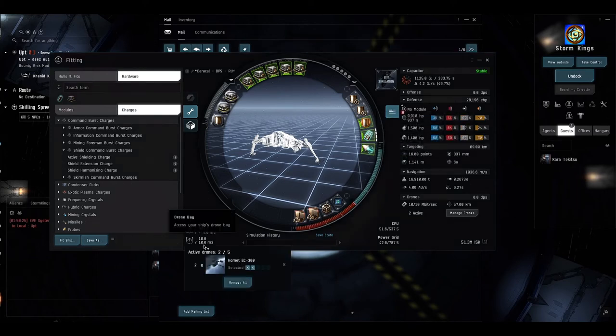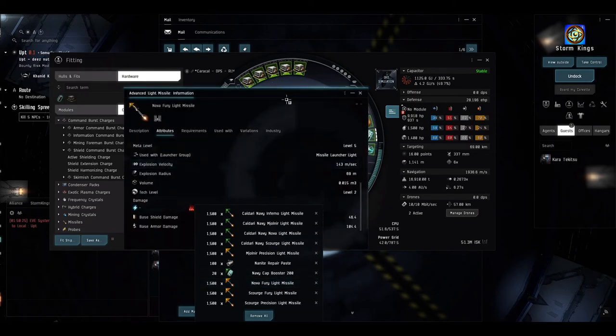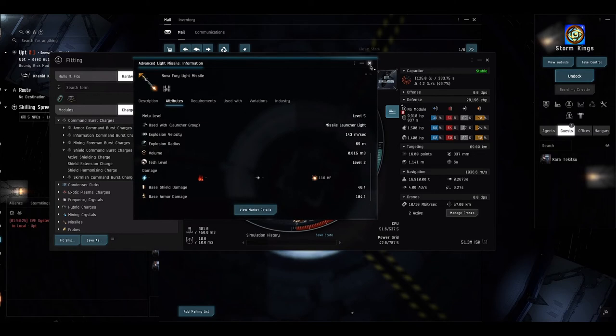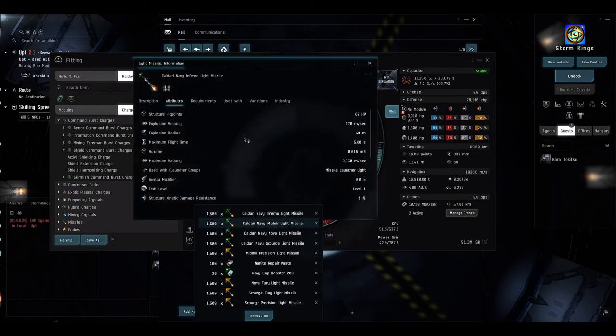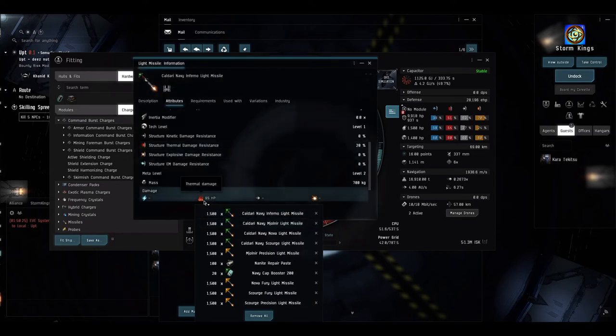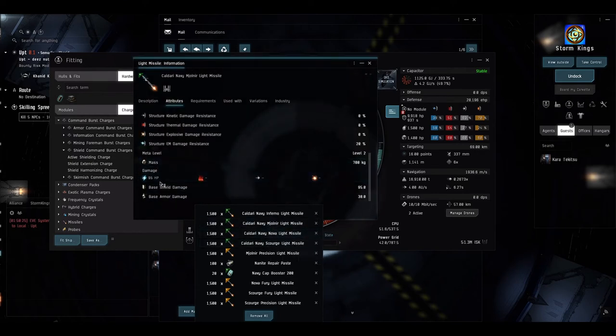Your missile types in this case would be Furies, which is your Tech 2s. Nova, why he has Nova, I don't know. Should be Mjolnir and Infernos. Why he doesn't have those in there, I don't know. Probably because he's got them right here. But as you can see, the Infernos deal thermal, the Mjolnirs deal EM.